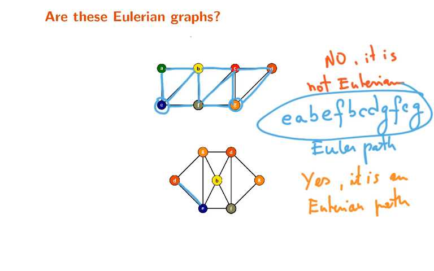I go D, E, B, F, D, G, F, E, G, B, D, G, and back to D. You may write down this sequence, but I did find, in this case, an Euler circuit, right? Because this one is an Eulerian graph. Sorry, I put here path, but it should be graph, right? It is an Eulerian graph.